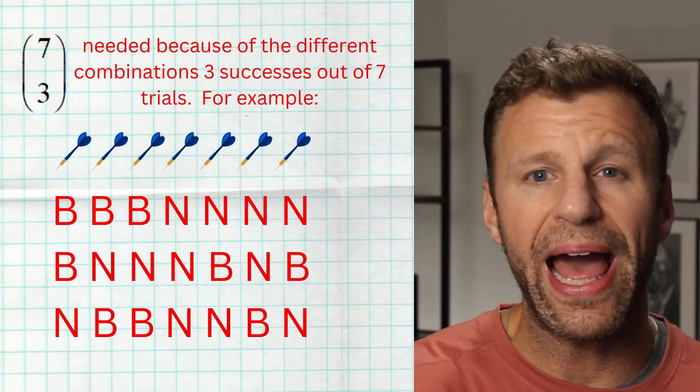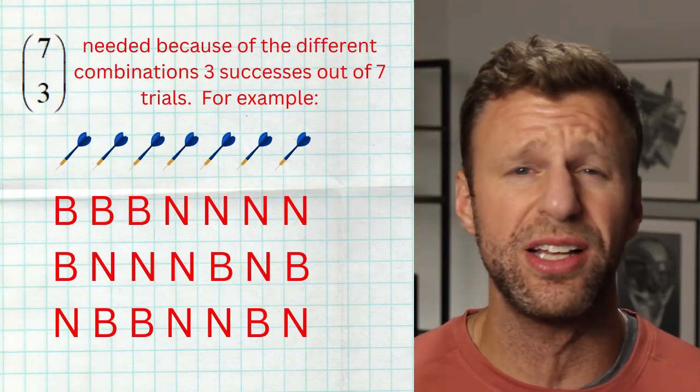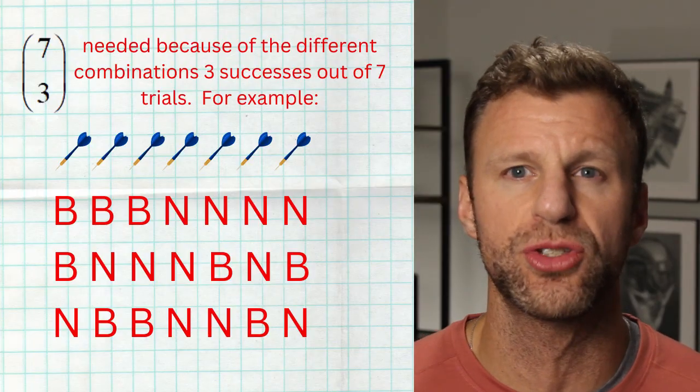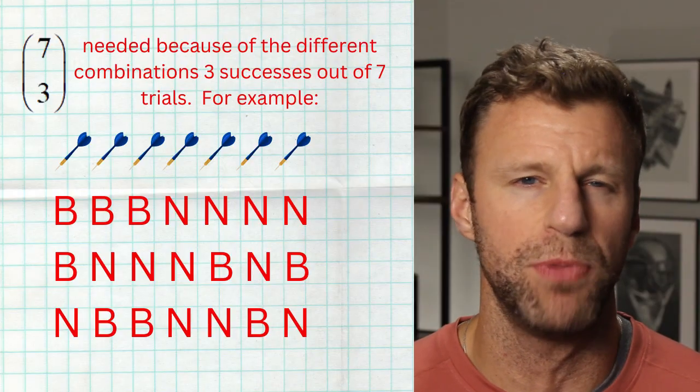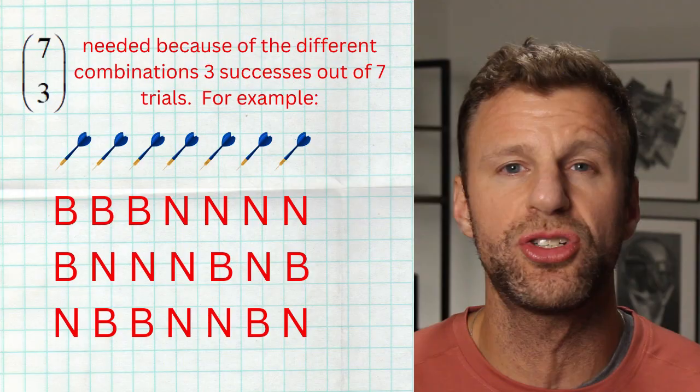Now, how do we actually figure out how many combinations there are? Because the last thing we want to do is sit here and try to list them all. Well, that's where we could use this notation of 7 choose 3. Now, there is a mathematical formula to do it by hand, but in most cases I just tell students, just use your calculator.